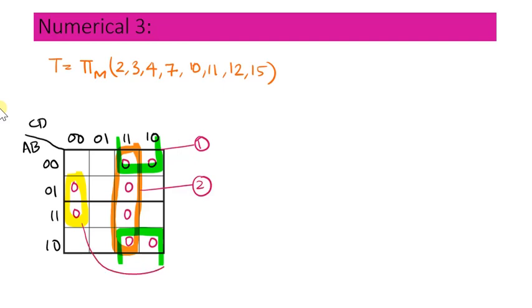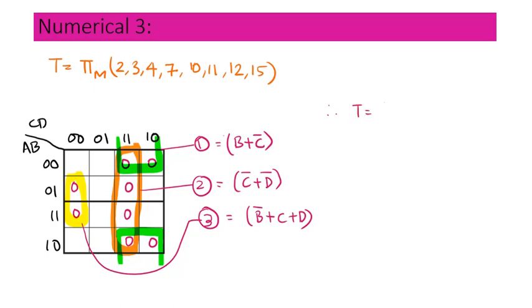So hence there are 3 groups. So I can denote the first group by the expression B plus C bar, second expression by C bar plus D bar, and third expression by B bar plus C plus D. So the final expression in the POS form will be B plus C bar into C bar plus D bar into B bar plus C plus D.